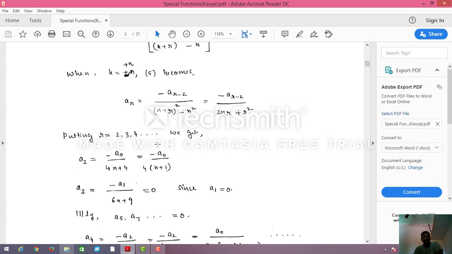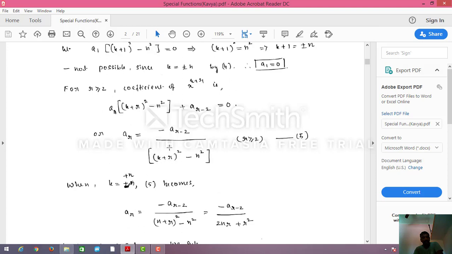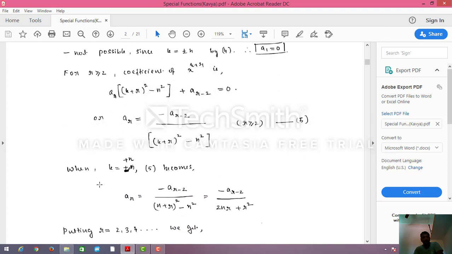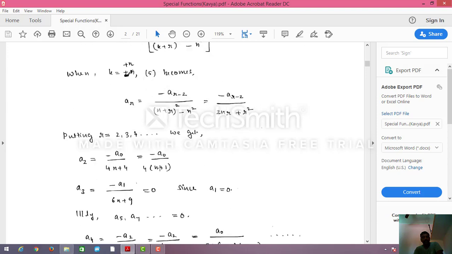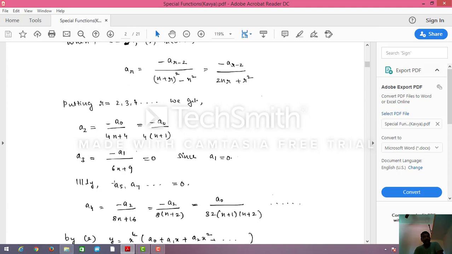Then a3: we give r equal to 3 here. If you give r equal to 3, what is that term? 3 minus 2 is 1, minus a1. For r equal to 3, 6n plus 3 square is 9, so 6n plus 9. What is the a1 value? We know that a1 equals 0. If a1 equals 0, then the a3 term will become 0. Similarly, if we continue for the odd terms, a1 is 0, a3 is 0, and for r equal to 5, 7 you will get 0. That means the a5 term is 0 and the a7 term is 0.